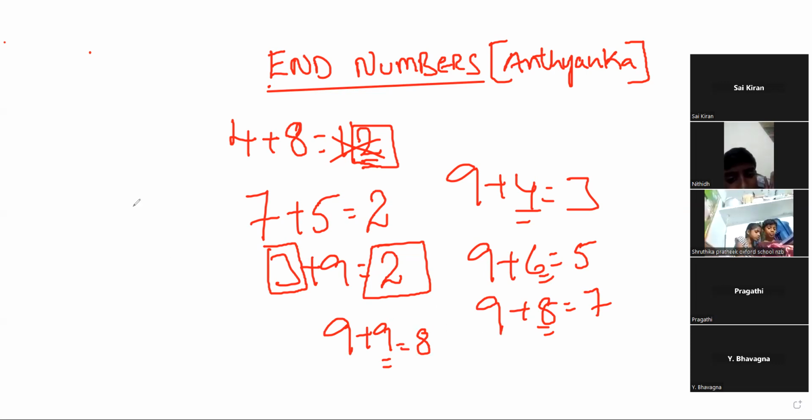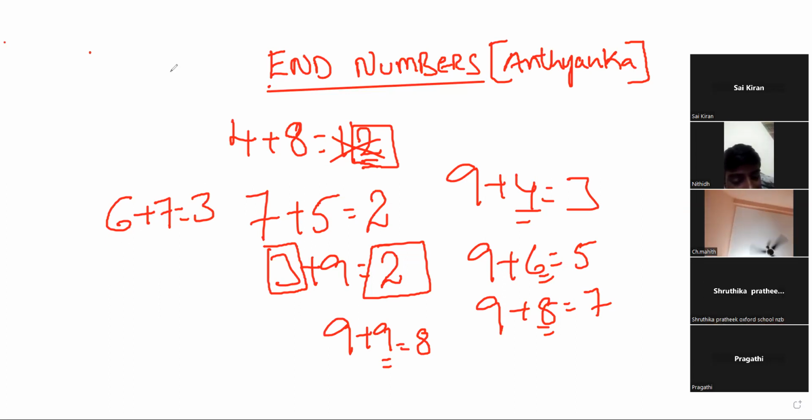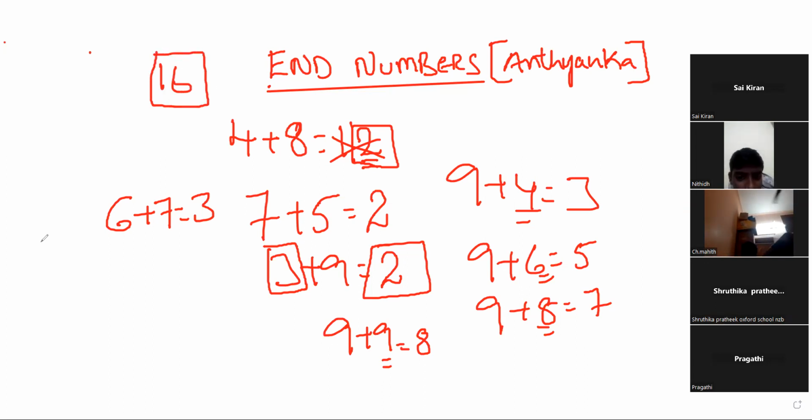Now 6 plus 7. What's the end number? 3. That means 3 only. And to write the 3, we should not count the fingers. Most children count the fingers while doing additions. The main idea behind the end numbers is to avoid the habit of counting the fingers. There are only 16 combinations. As you practice, it will become perfectly normal.